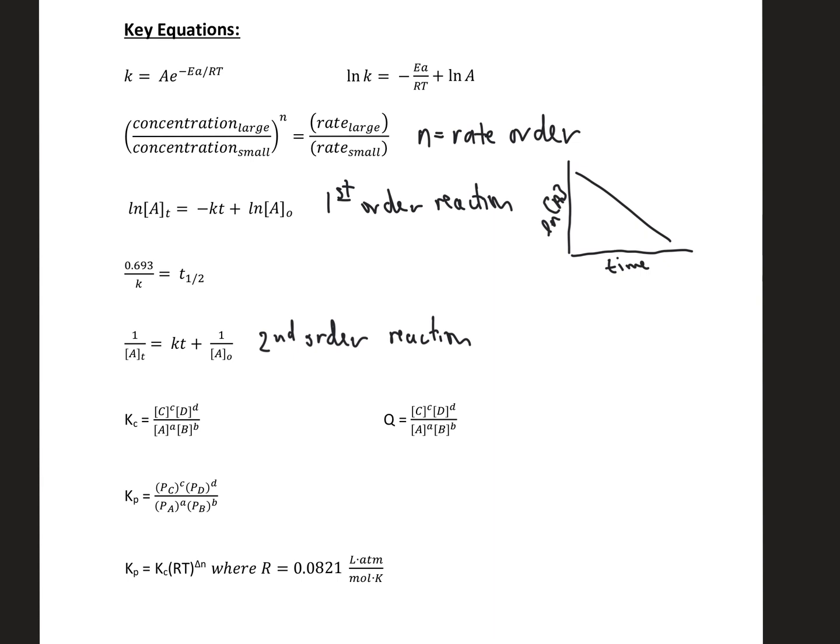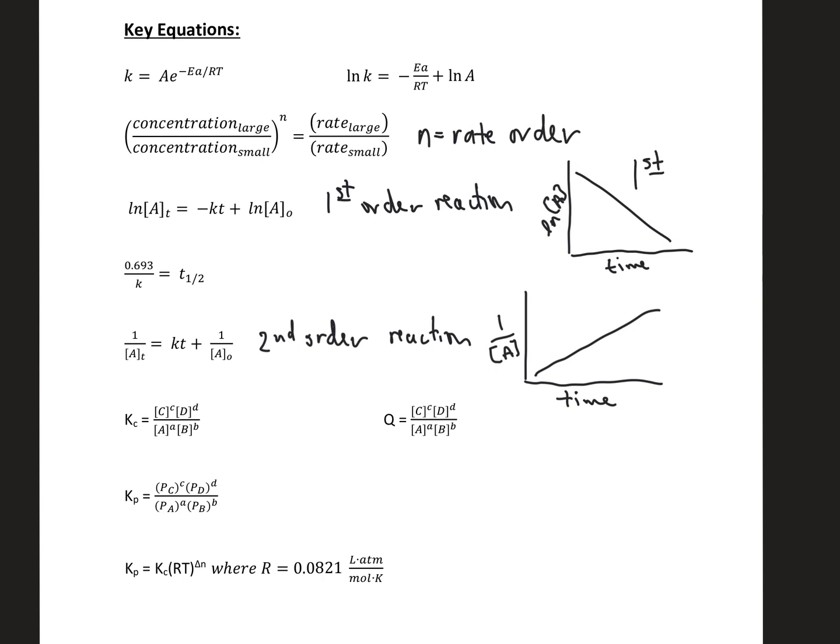You might know it's a second order reaction if they tell you in the question or if they give you the data based on a graph. We would look for 1 over concentration versus time, and that needs to be a linear relationship if it's a second order reaction. I know both of these graphs are linear, but what's important is what's on the y-axis. If it's natural log of concentration versus time, and it's got a negative slope, that's a first order reaction.